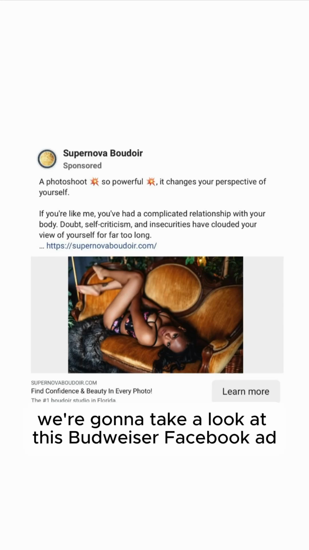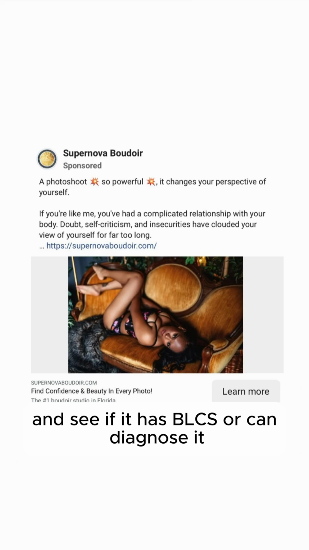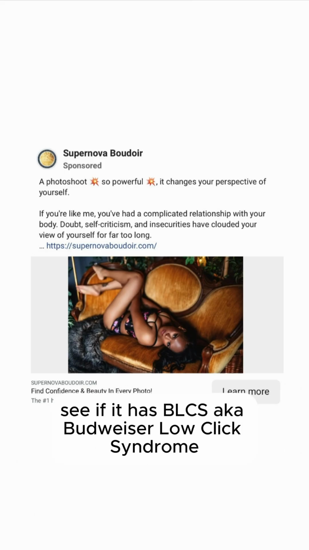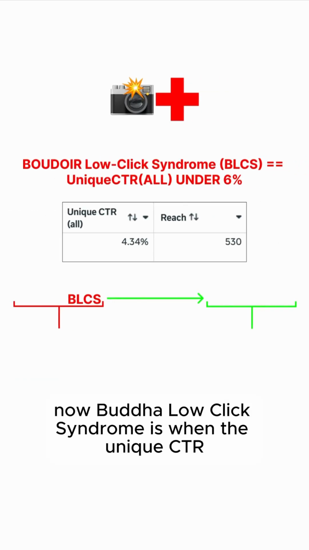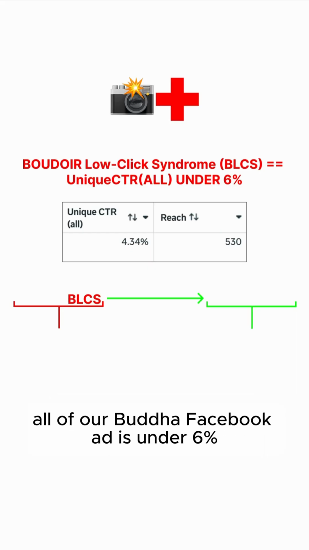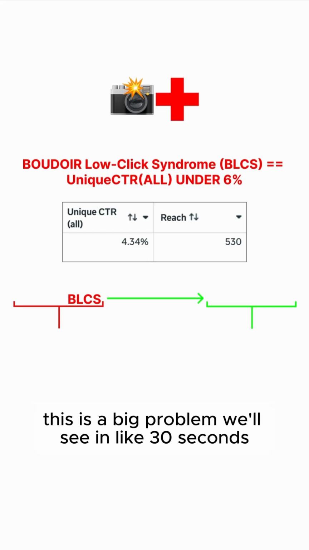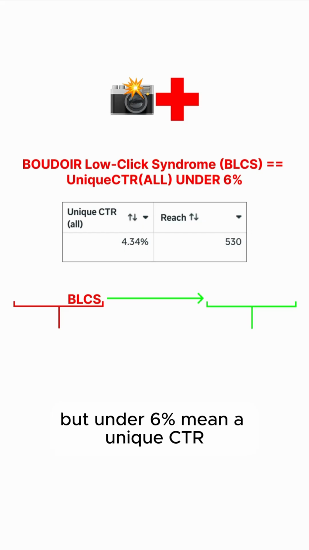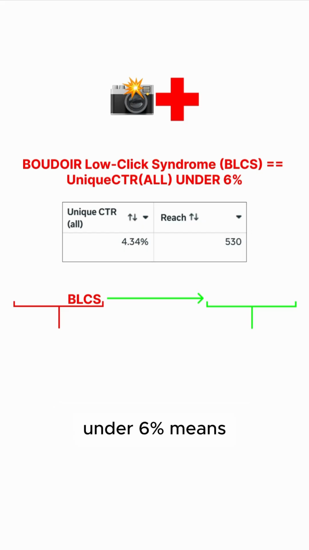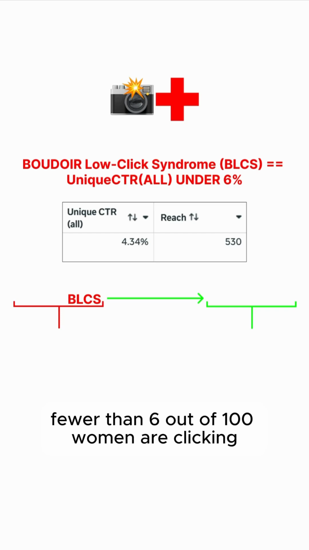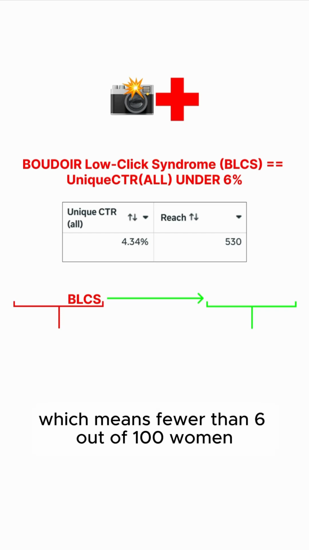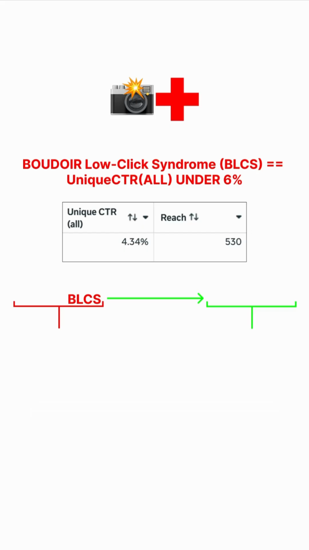All right, y'all, we're going to take a look at this Boudoir Facebook ad and see if it has BLCS. We're going to diagnose it, see if it has BLCS, aka Boudoir low click syndrome. Now, Boudoir low click syndrome is when the unique CTR on all of our Boudoir Facebook ads is under 6%. This is a big problem, as we'll see in like 30 seconds. Under 6% means fewer than 6 out of 100 women are clicking anywhere on our ad, which means fewer than 6 out of 100 women, our ad is entering their brain.